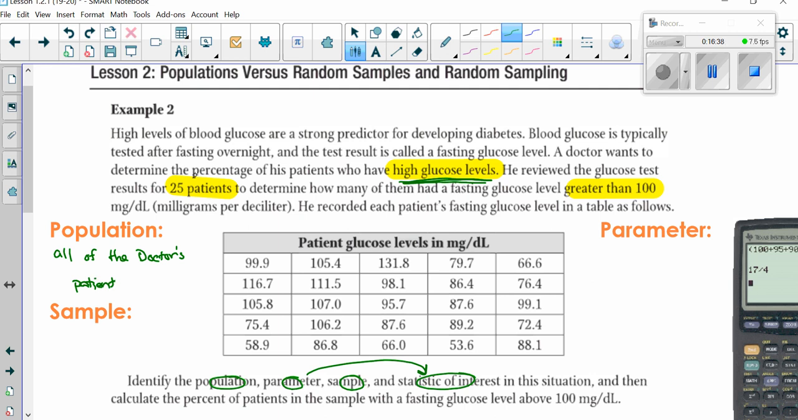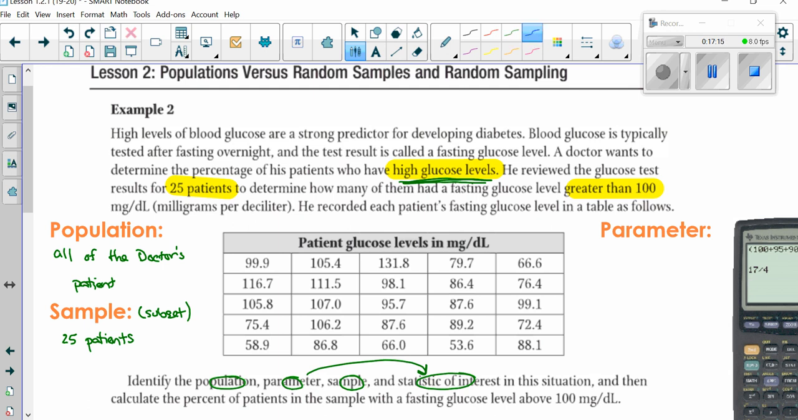Okay, so he picked 25, but the population would be all of his patients because, again, he's the one doing this study. So it wouldn't be all possible patients, it would be all of his possible patients. The sample is a subset of this, so instead of using all of the doctor's patients, he's using 25 patients. Okay, again, notice big picture, smaller subset. You may want to make a note here that says subset.